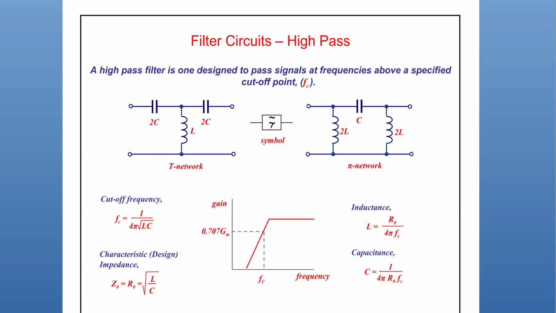In both cases, they're high pass filters, so they block low frequency, and the cutoff frequency for these is this formula. Instead of 1 over 2 pi times the square root of LC, it's 1 over 4 pi. Partly because of the way that the capacitors or the inductors are split equally in half. That is what gives you the 4 in the formula instead of 2.